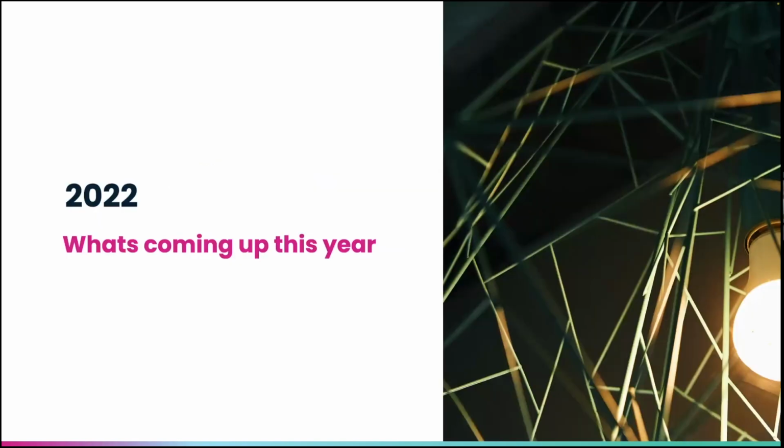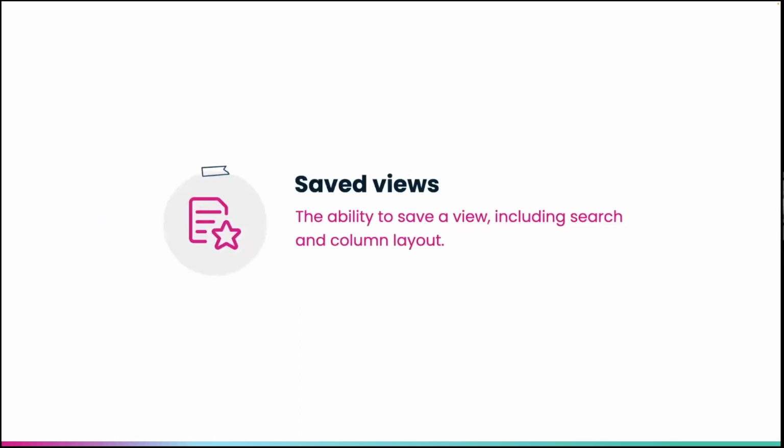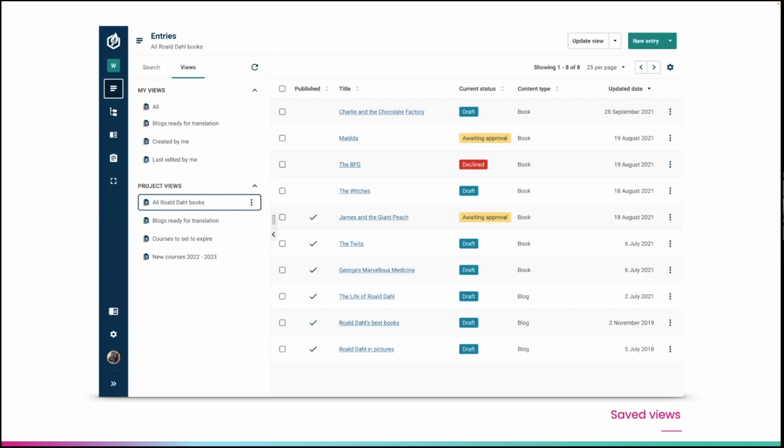So what else can you look forward to in 2022? This is not a definitive list. It's not a complete list, but some of the stuff that we're currently working on. So saved views: the ability to search for content in your entry listing screen, change the columns that you see and save that for you to be able to just recount each time you come back into the product. So a little bit of a sneak peek into that.